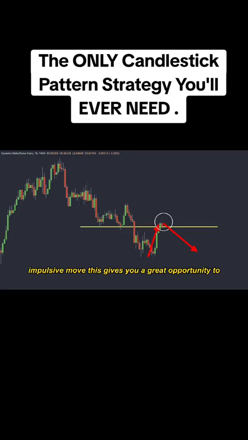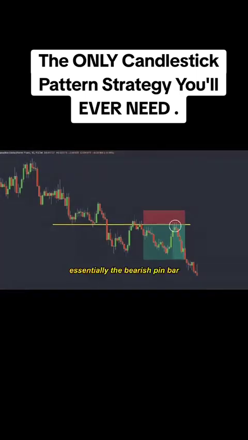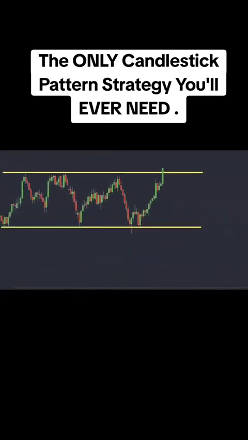This gives you a great opportunity to enter a trade with lower risk and higher reward. By placing your entry at the close of the pin bar, you're positioning yourself at the start of the next downward push, allowing you to ride the new impulsive wave. With a stop loss just above the pin bar's tail, you can minimize risk while maximizing profit potential. Essentially, the bearish pin bar provides a reliable signal that the downtrend is about to continue, allowing you to take advantage of the selling momentum and improve your chances of catching the dominant trend's next move.